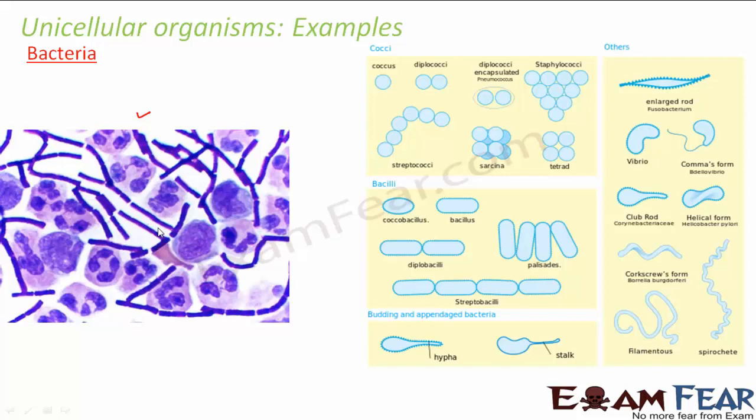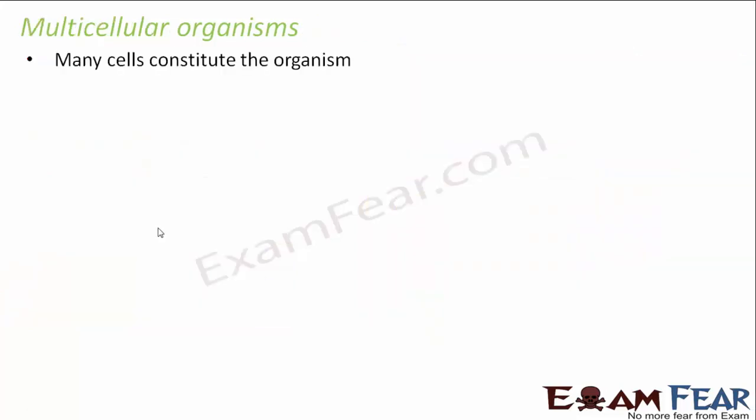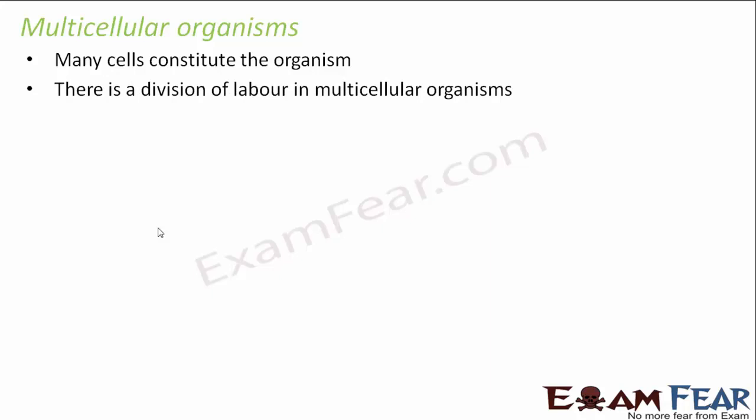These were some of the examples of unicellular organisms, where the organism is made up of just one cell, and that single cell performs all the basic functions of that organism. Right? Now, many cells constitute multicellular organisms. That's quite obvious: multicellular means many cells. So many cells are present in this organism. There is a division of labor in multicellular organisms. What do we mean by division of labor? That means the work is divided between different cells.